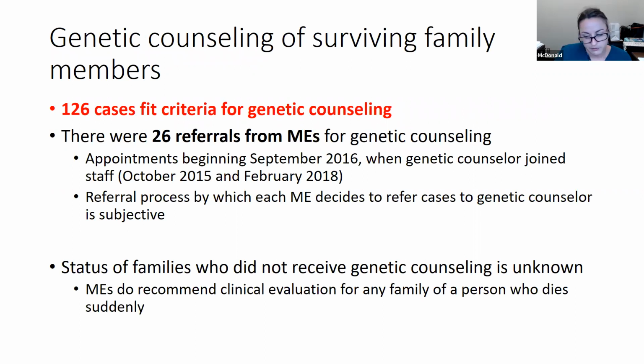So a really interesting part of this paper was talking about the genetic counseling of the surviving family members. So, initially, in total for this study, 126 cases fit the criteria for genetic counseling. Of these, 26 were referred from the medical examiners. So the appointments were beginning in September 2016. And if we remember this, that was about a year after this study actually started. So maybe that was a limitation because that's when they got a genetic counselor on staff.